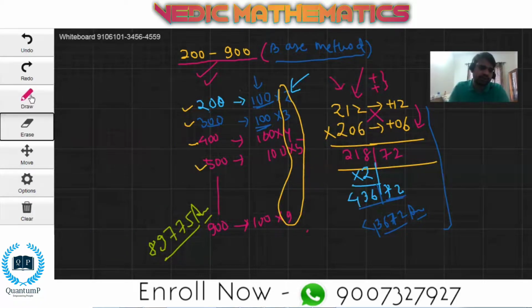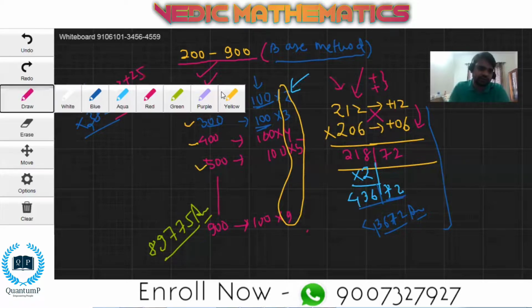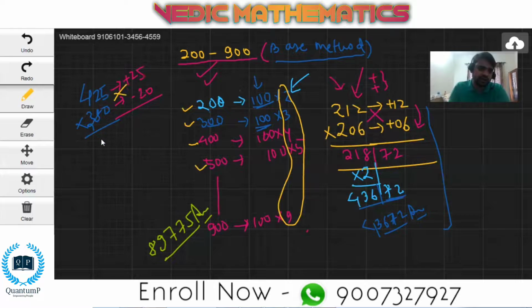Suppose you are going to multiply this. Obviously all the numbers are near 400, so I'll write plus 25 here and minus 20 here. Then I'll do the cross. If you do the cross, you get 405. And multiplying 25 and 20, it's 500, but we have the negative sign, plus and minus, so minus. Then it will be multiplied by 4, as 100 into 4 is 400.